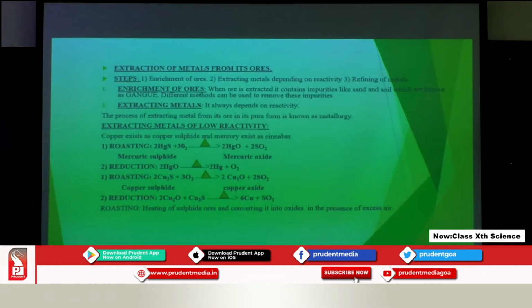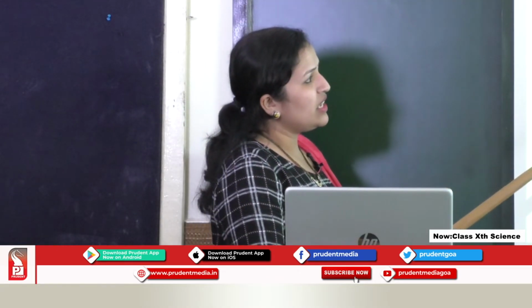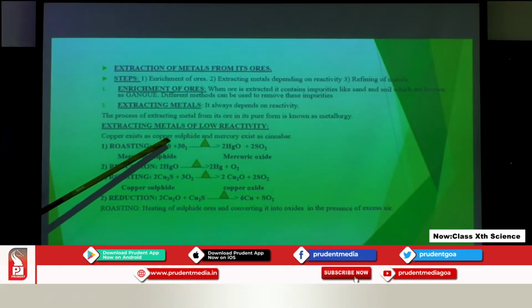Now let us begin with the extraction process. First we will extract the metals of low reactivity. Low reactivity we have seen, silver and copper, they have very low reactivity. We have taken the example of copper and mercury. Copper exists as copper sulphide and mercury exists as cinnabar. So we will see, when any ore is present in sulphide form, the first step which is done is roasting followed by reduction.